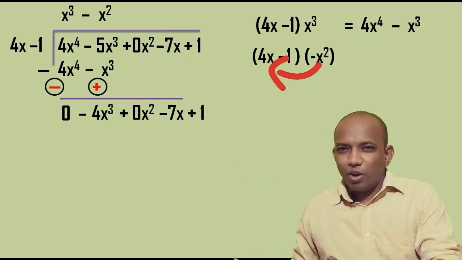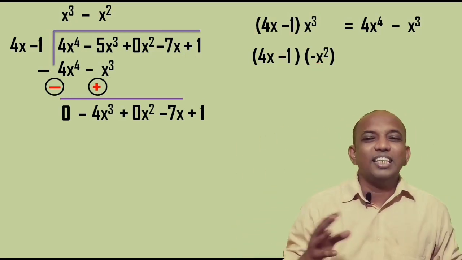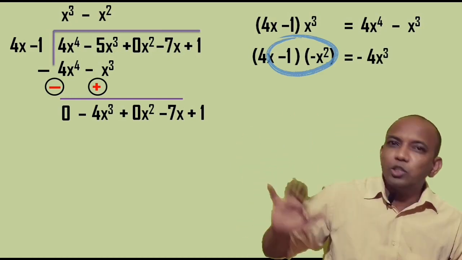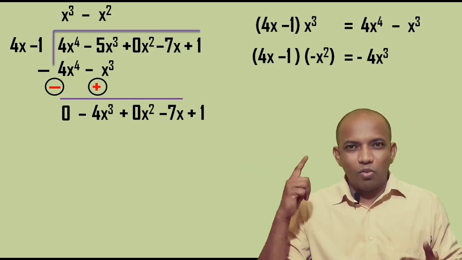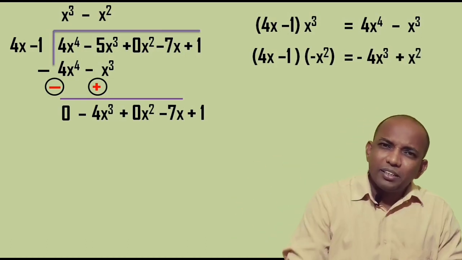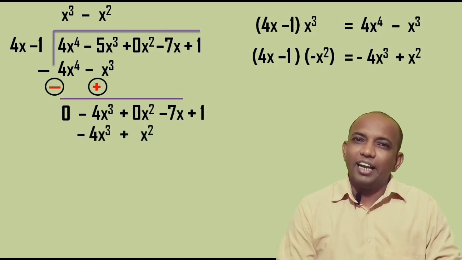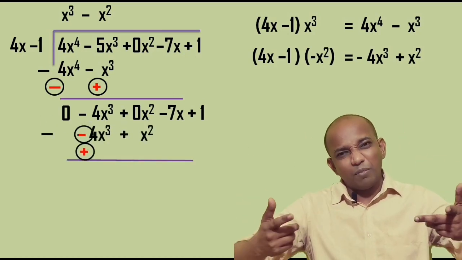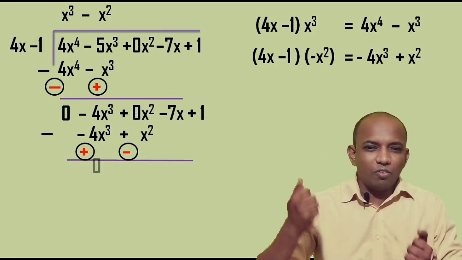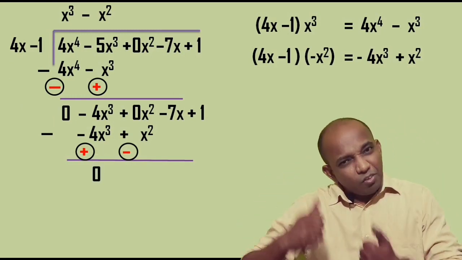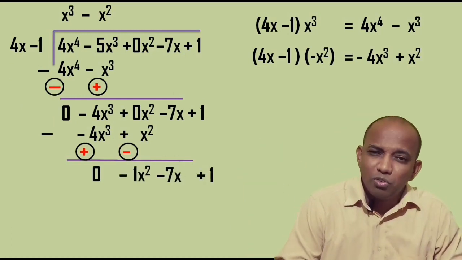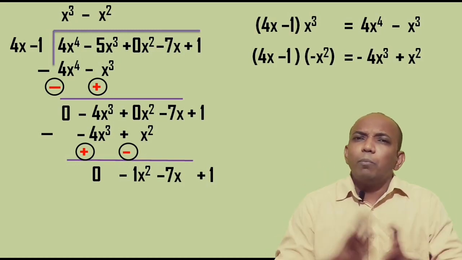So minus x square will multiply 4x, which gives the result negative 4x cube, and minus x square times minus 1 in the multiplication, what do we get? Yes, positive x square. Then these two terms will be written in the subtraction. Don't forget to change the sign. Terms must be written below their like terms. After that, sayonara to 4x cube, and we are left with negative 1x square minus 7x plus 1, as you can observe on the board. And we are at the crucial point.